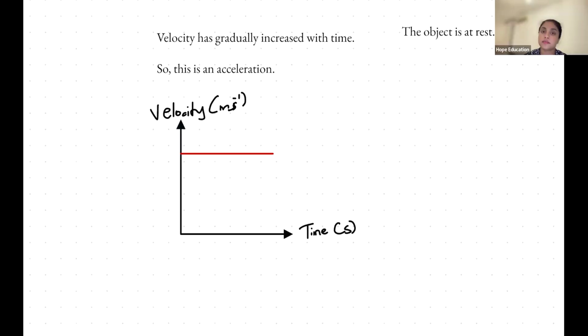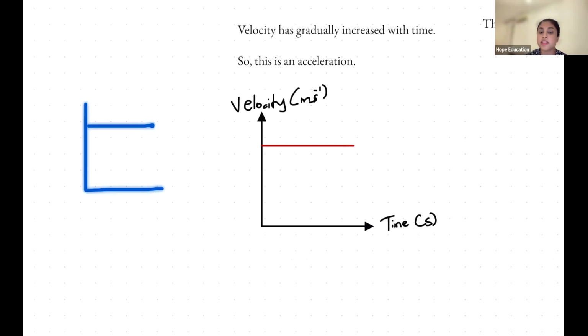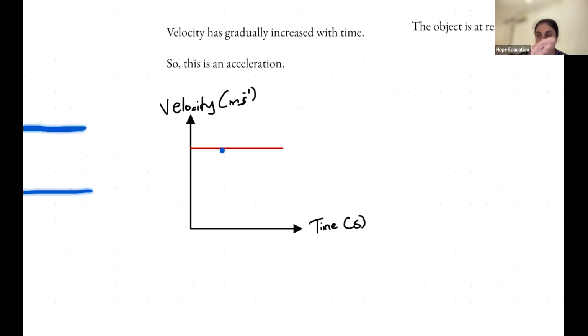Look, if the displacement time graph is like this, then the object is not moving, because the displacement has not changed. But here velocity is constant with time, but there is a velocity, right? Let's say here it is 10. That means the object keeps going at a speed of 10 meters per second. So the object is moving, but it is not accelerating, it is not decelerating. It is going at a uniform velocity, but it's moving.